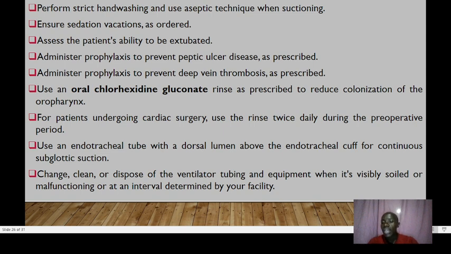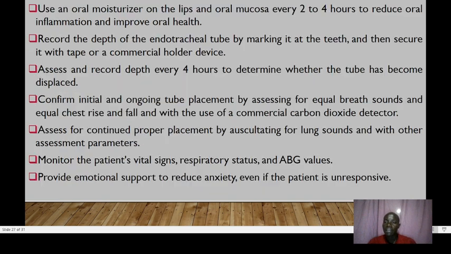Okay. You have to use the endotracheal tube with a dorsal lumen above the endotracheal cuff for continuous subglottal suction. Then you have to change, clean, and dispose of the ventilator tubing and equipment when it's visibly soiled or malfunctioning or at an interval determined by the facility.